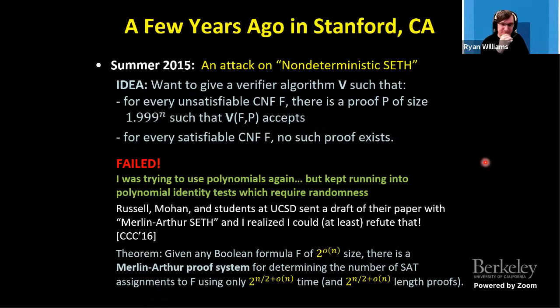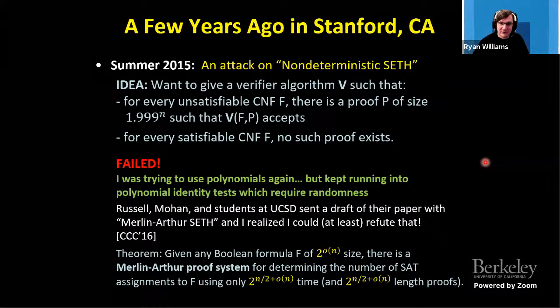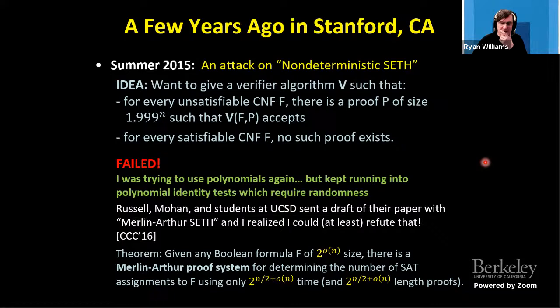Okay, VJ asks, have parameterized versions of SETH or ETH, other than by clause length k, been proposed or studied? Yes, I think so. In the original paper of IPZ, they show that if you parameterize by the number of clauses instead of the number of variables, so you're looking for a 2^(o(m)) time algorithm, where m is the number of clauses, this is basically equivalent to getting a 2^(o(n)) time algorithm, at least for 3-SAT. Are there other parameterizations you have in mind? I guess the only parameters we looked at in this talk were m and n.